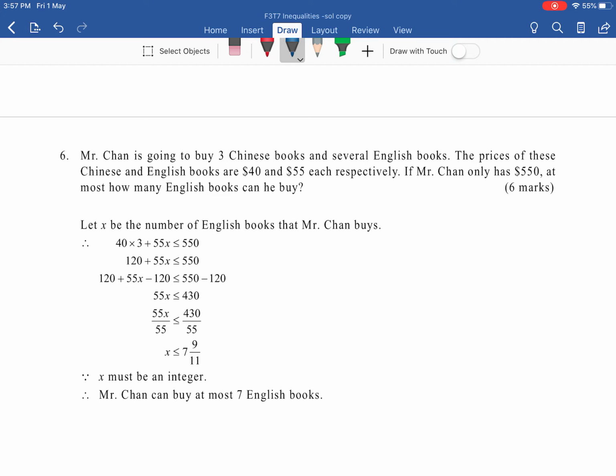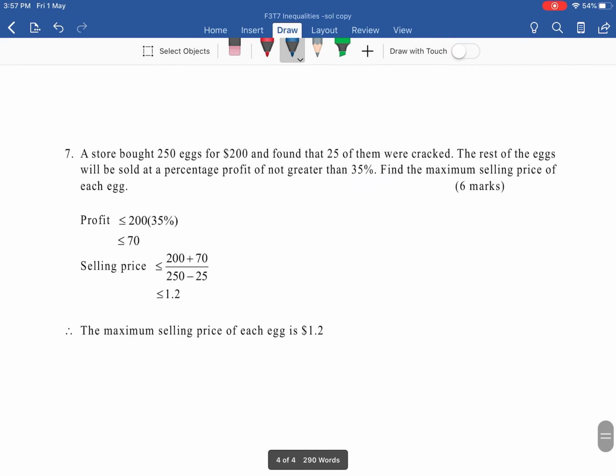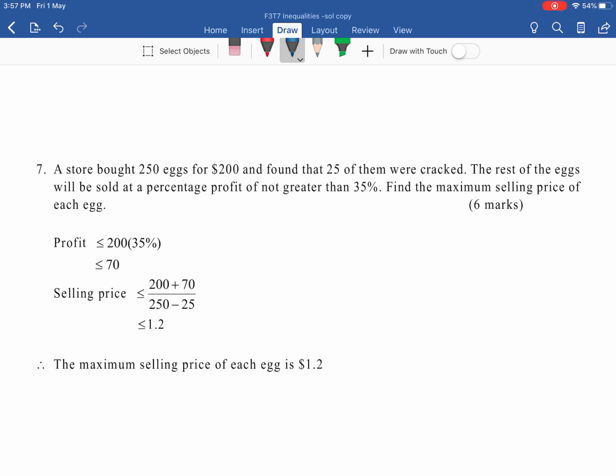You set up the equation, okay? Because it is $40 each, you buy 3, but you don't know how many English books you buy, but it is $55. So you set up the equation, you get x should be less than 7 something. So you have to write something like 'can buy at most', because the question asks you like this. And question 7 is a little bit difficult for some of you, okay? I will go through it carefully.